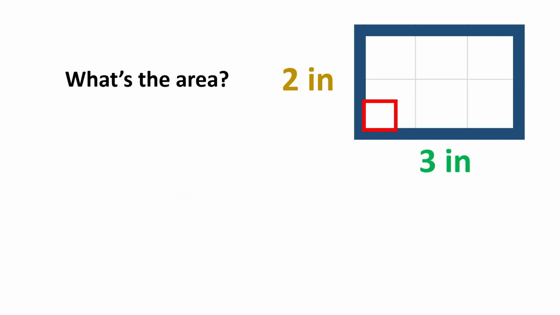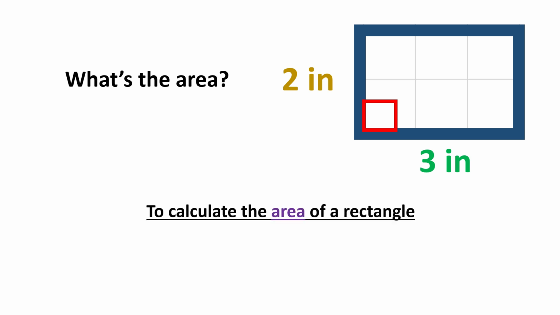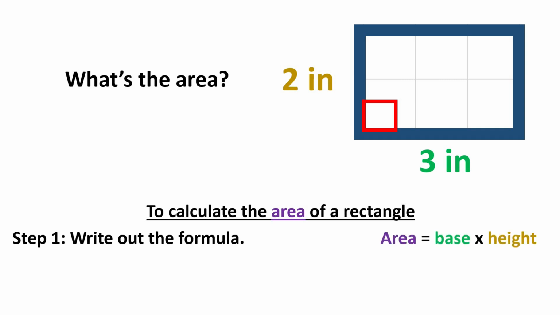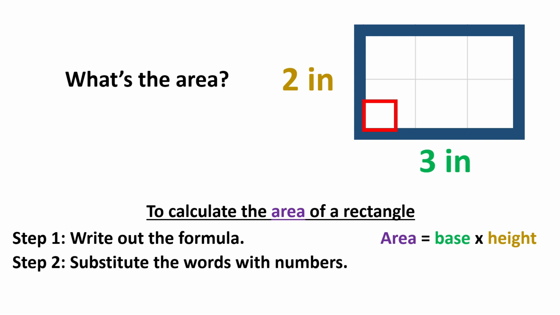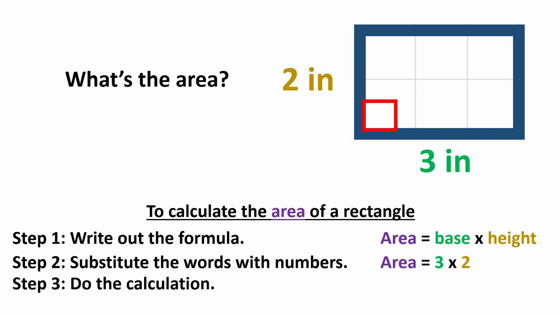Let's use the formula to calculate the area of the small rectangle. To calculate the area of this rectangle, we do 3 steps. Step 1. Write out the formula. The formula is area equals the base times the height. Step 2. Substitute the words with numbers. The base is 3 inches and the height is 2 inches. Step 3. Do the calculation. 3 times 2 equals 6. So the area of this rectangle is 6 square inches.